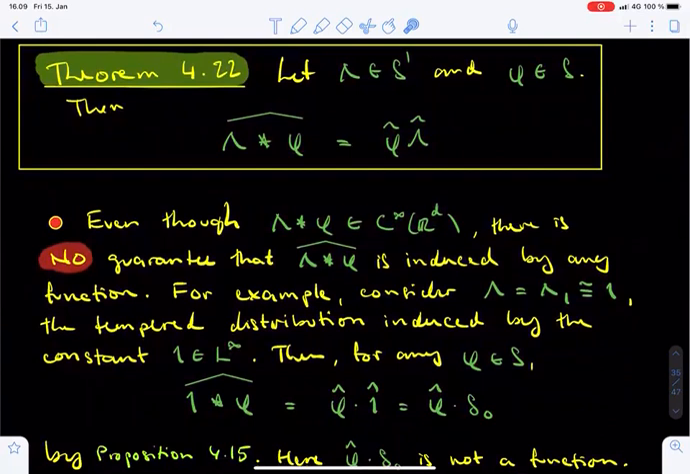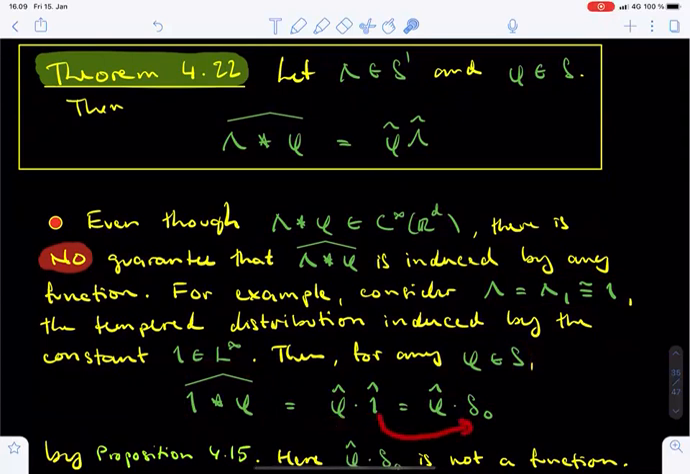Second, it is worth pointing out that while the convolution between lambda and phi is a smooth function, there is no guarantee that the Fourier transform of the convolution would again be induced by some function. As a familiar counterexample, let lambda be the tempered distribution induced by the constant function 1. Then, if phi is any Schwartz function, we may infer from Theorem 4.22 that the Fourier transform of the convolution between 1 and phi equals the product of the Fourier transforms of phi and 1.